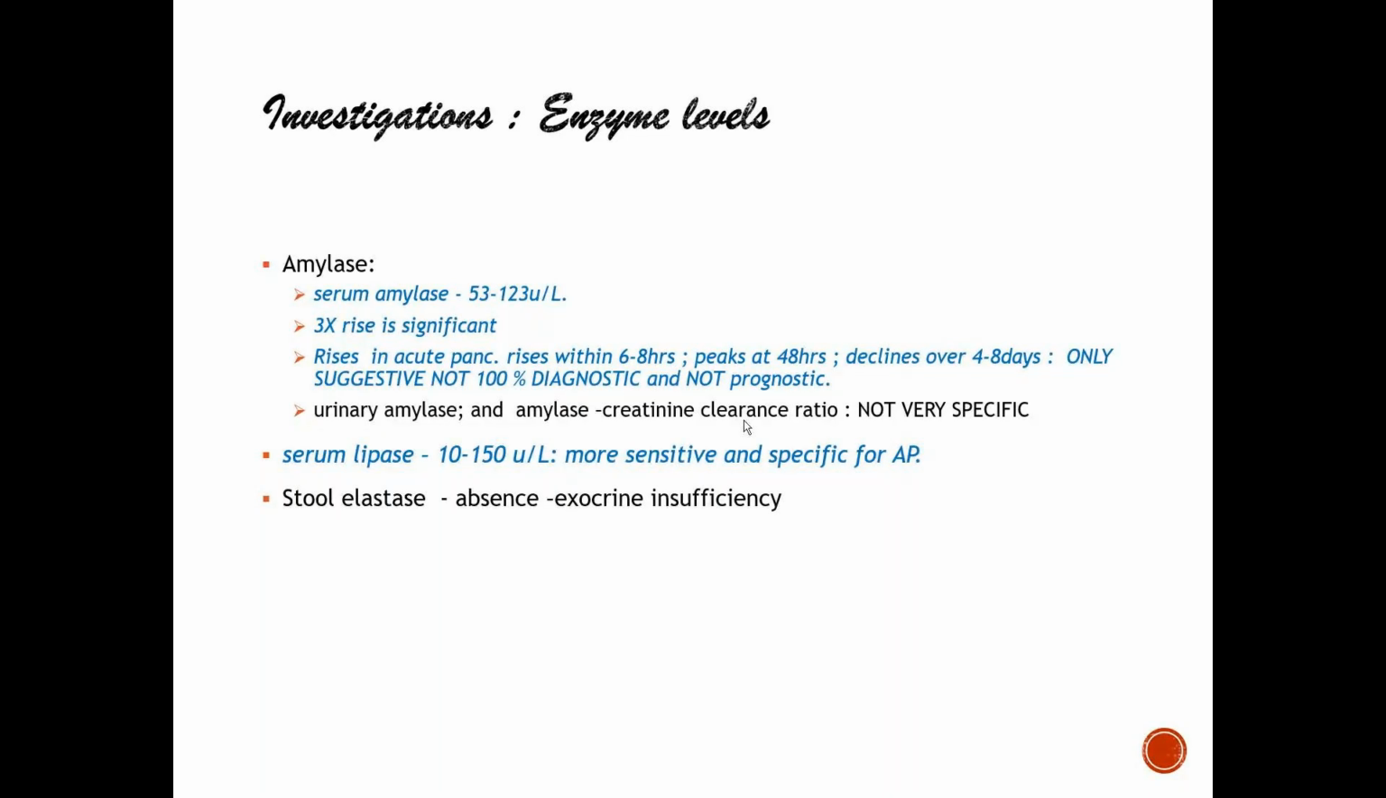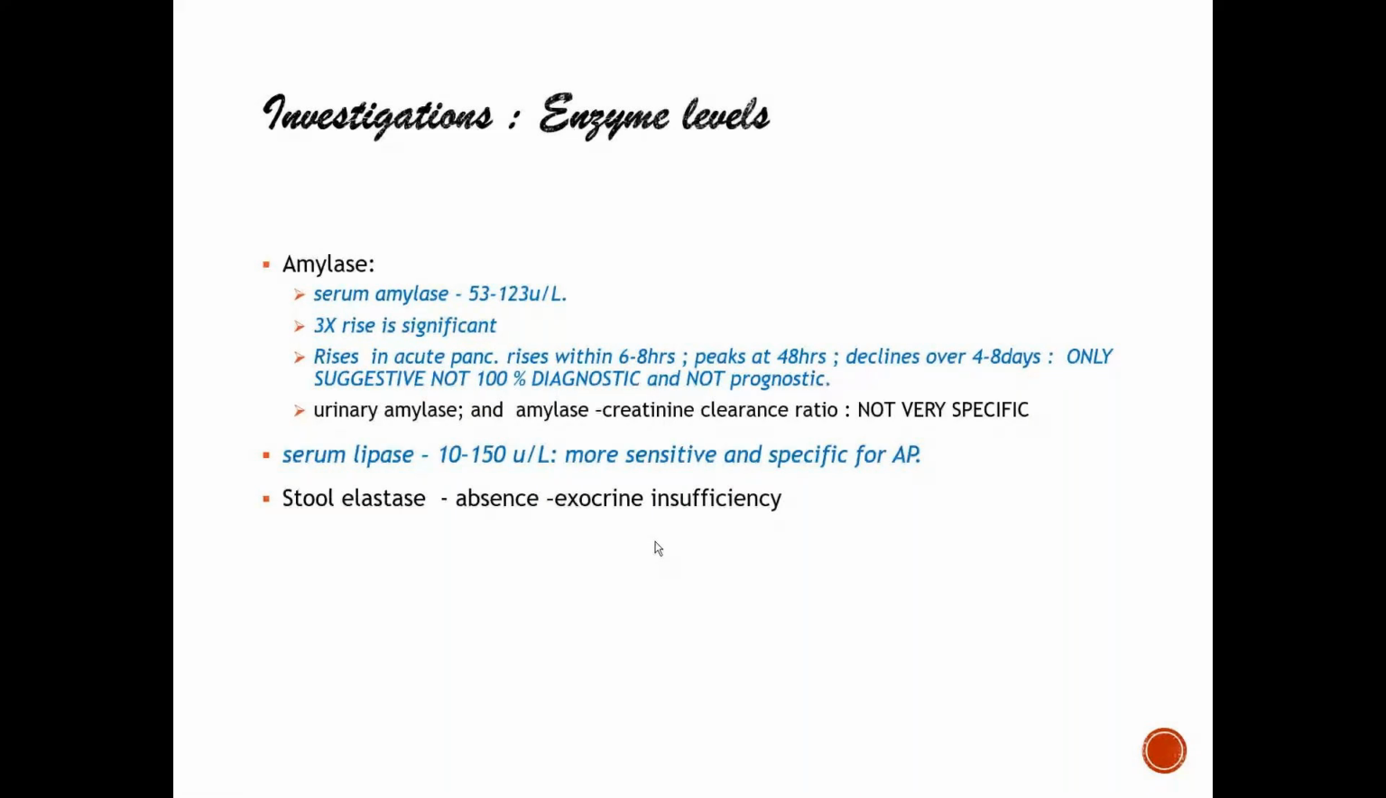But probably what is more specific is serum lipase. Again, a more than 3 times rise in the level, more sensitive and more specific for acute pancreatitis. So if you ask for a single enzyme study to be done to diagnose acute pancreatitis, your answer should not be amylase, it should be serum lipase level. Is that clear? It is important. Now, the other thing is stool elastase level. Absence of stool elastase shows exocrine insufficiency. So again, this is an indirect parameter.